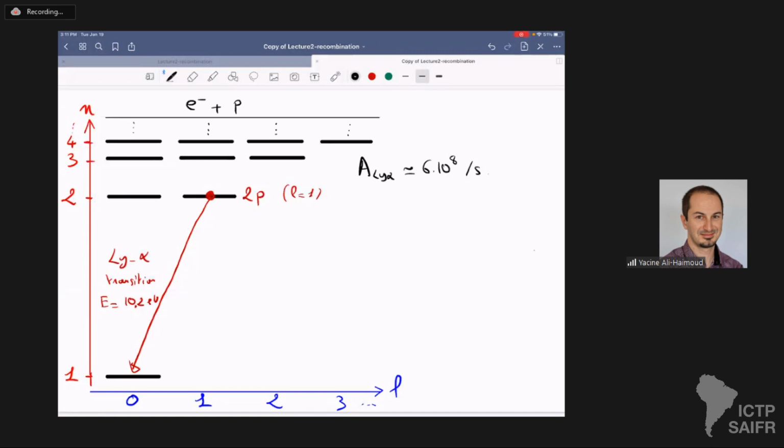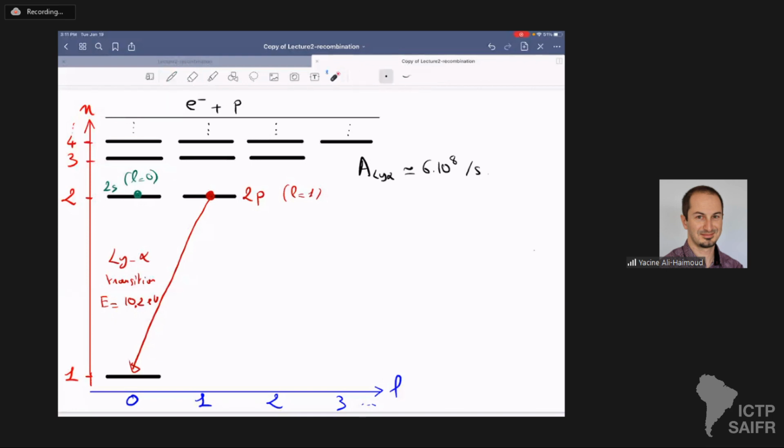So naively, you would think that if the atom ended up in the 2s state, which is L equals 0, there's no pathway from this state, so we really have to focus on the 2p to ground state transition, because this is the only dipole allowed transition. We'll see that it's not the case. So why is it not the case?